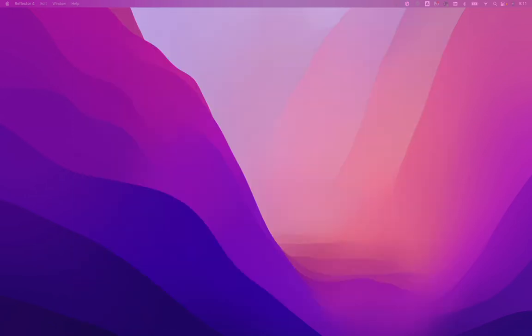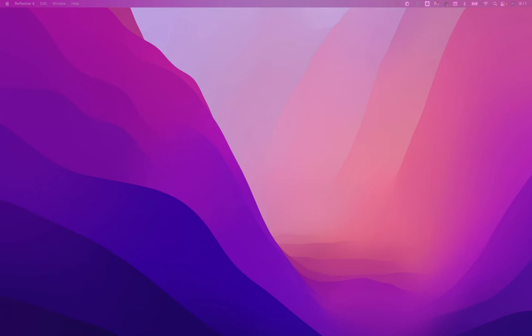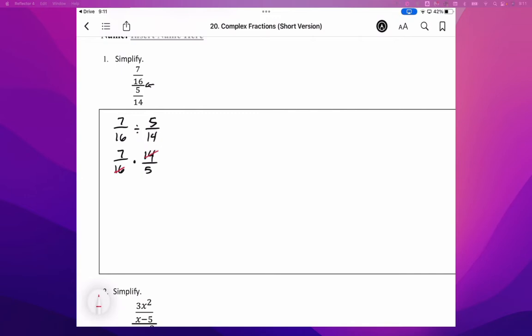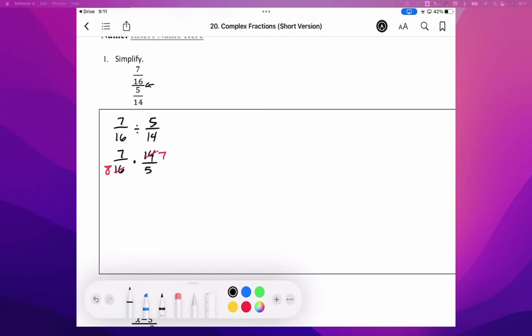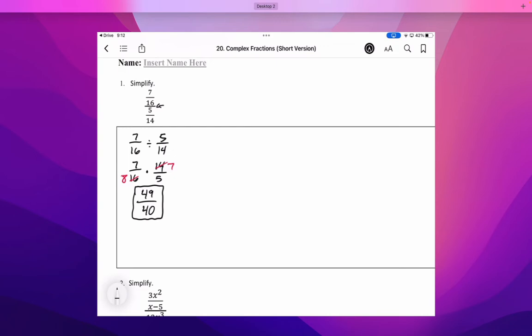And if we do the cross-canceling gig, we divide both of those by 2. That makes an 8. That makes a 7. And so we will end up with 7 times 7 is 49. 8 times 5 is 40. So 49 over 40 will be our final answer for that one.